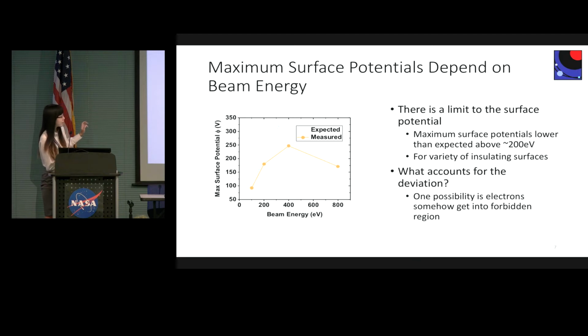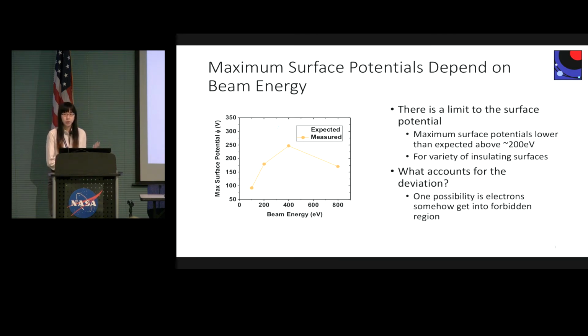There was a dotted line right here. Oh, it doesn't show. But let me explain what I mean a little bit better. So at low beam energies, you see that the maximum surface potential that we measure matches the incoming beam energy. So at 100 volts, 100 eV, and a 200 eV beam, the surface potential also is about 100 and 200 eV. But at higher beam energies, this trend falls off.